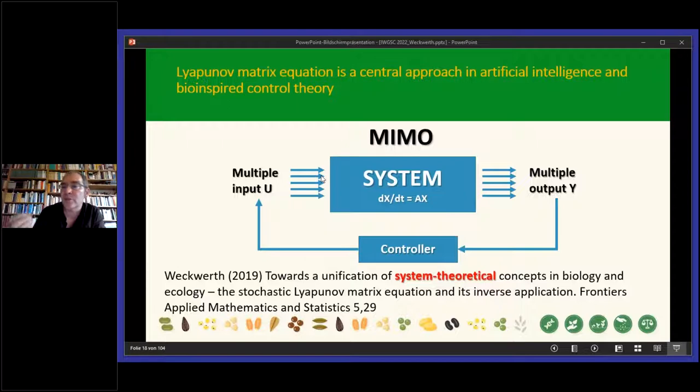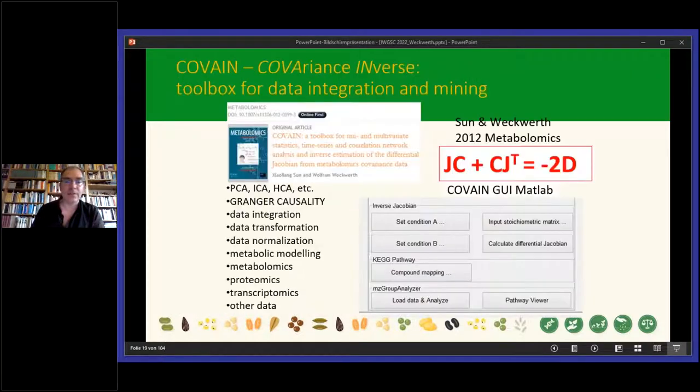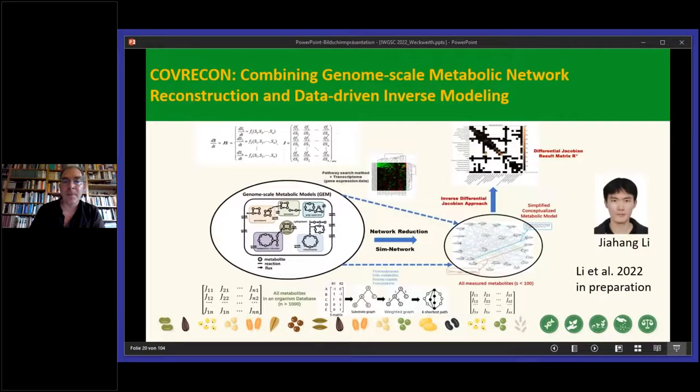This could be nutrition to stabilize metabolic homeostasis, or in plants, it could be light or nutrition, fertilization to stabilize the system here. And we are exploring this system now in more detail to apply this equation in this direction. We implemented this in a toolbox, COVAIN, for data integration and data mining. And we have now automated this process by a recent study by Jiahang Li.